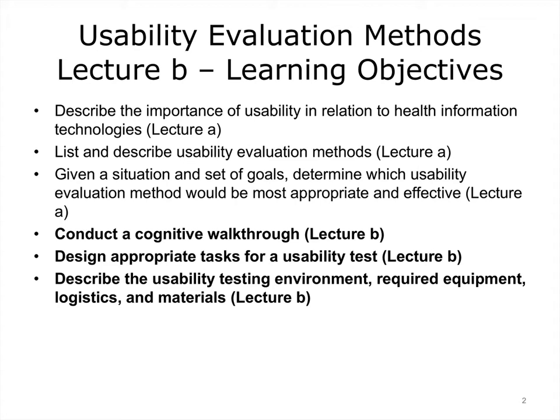At the end of this lecture, students will be able to: 1. Perform the steps needed to conduct a cognitive walkthrough. 2. Describe the appropriate usability testing, specifically how to select or design appropriate tasks for a usability test. One of the objectives is to understand how to develop a protocol for usability testing and undertake various kinds of analysis. In addition, one should be able to describe the usability testing environment, including the required equipment, logistics, and materials.